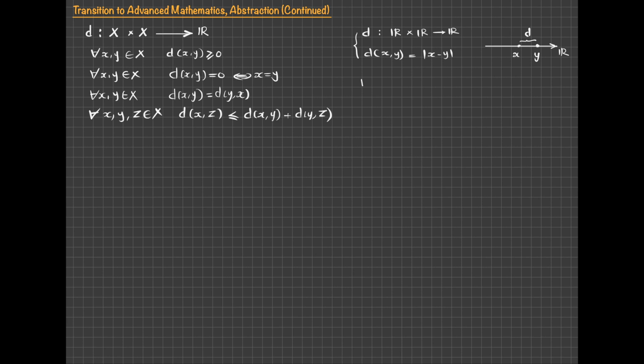And we also talked about another metric on the same set R, and that was called the discrete metric, and then we defined it in that way. We said that this becomes 1 if x is not equal to y, and 0 if x is equal to y. But that's also defining a metric. We also showed that these two really define a metric.